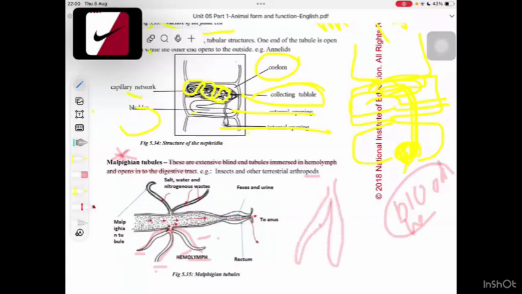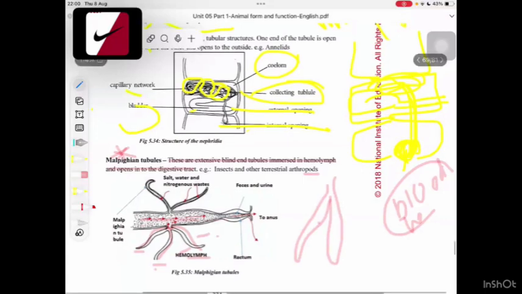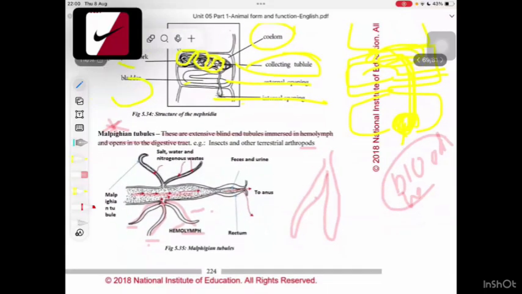Closed-end tubules immersed in hemolymph, and they open into the digestive tract. Who are the ones which have this type of excretory structure? They are the insects. Insects means also a type of arthropod. There can be aquatic marine arthropods as well, right? But insects and other terrestrial arthropods are the ones which have Malpighian tubules, right?